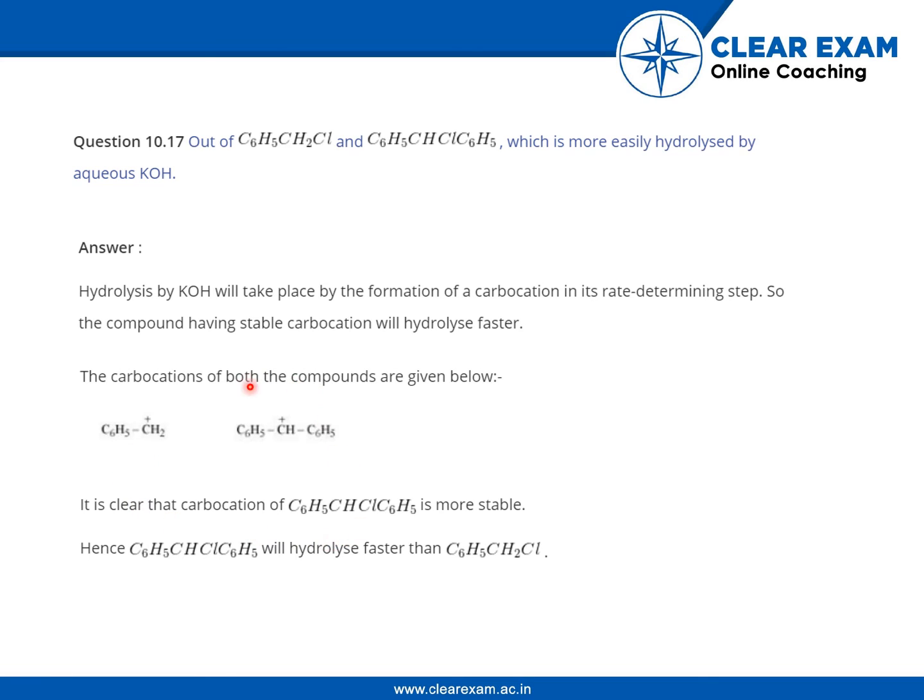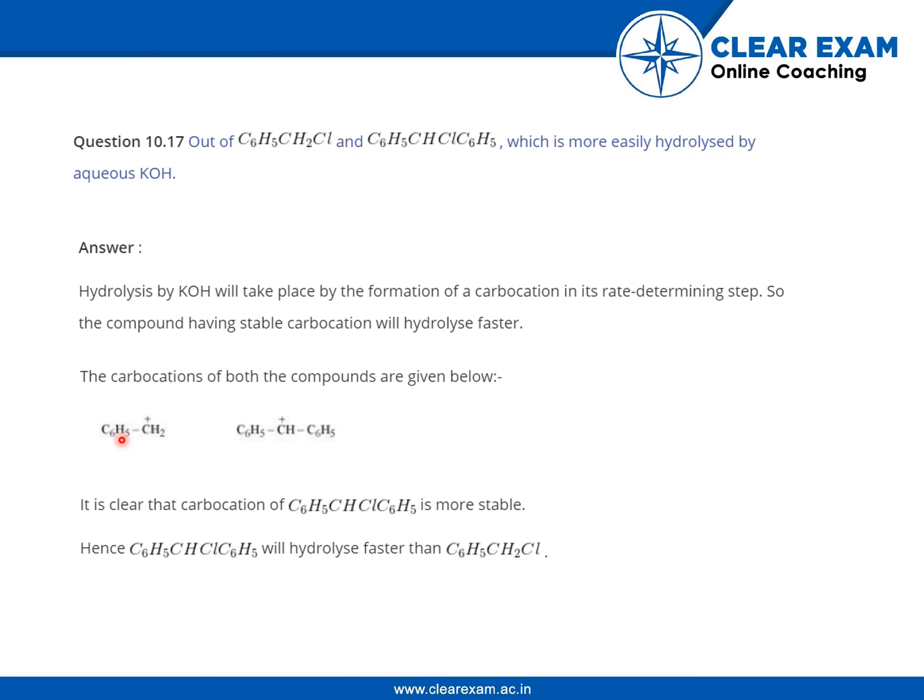So it is clear that this is more stable. Why is this more stable? Because, as you can see, the electron density: there is a double bond here, and a benzene ring here, and it is also a benzene ring here. So there is a lot of conjugation present. Since there is more conjugation present, there will be more electron density on this positive charge, so it will be more stable.